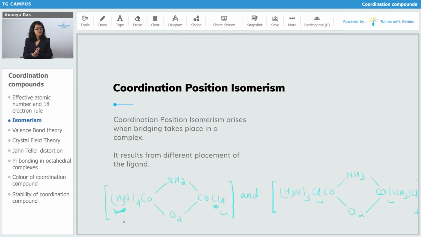So this was the last of our structural isomerism. Next we are going to see some questions on structural isomerism and how to identify which complex has which isomerism.